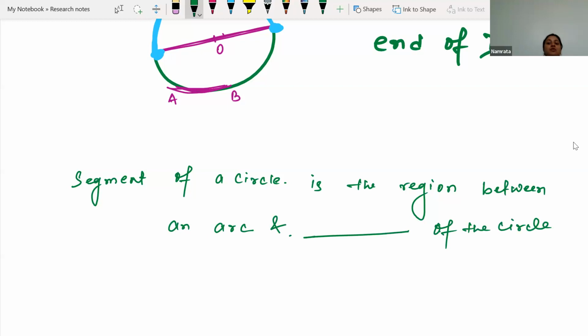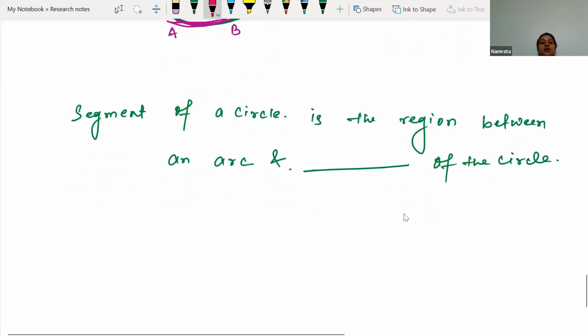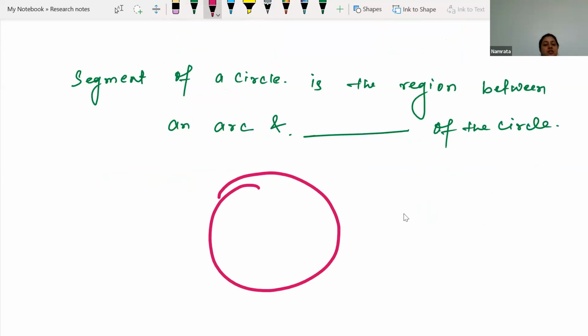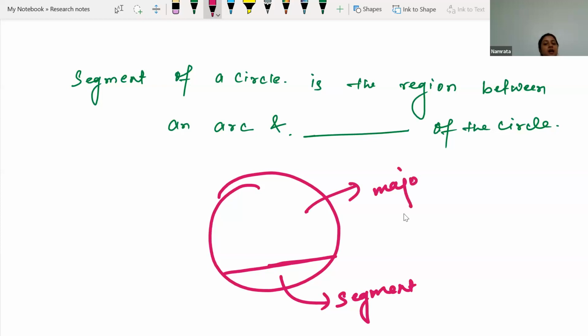If you understand what exactly the segment of the circle is, then in the beginning of this chapter you must have done the concept of segment of a circle. We know whenever we have a circle and we draw a chord, then this is called the segment of the circle. And if we draw two segments in such a way, one smaller and one bigger, then we can say this one is the major segment and this one is the minor segment.